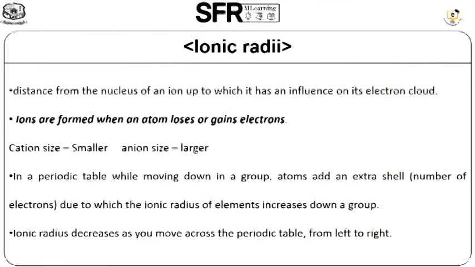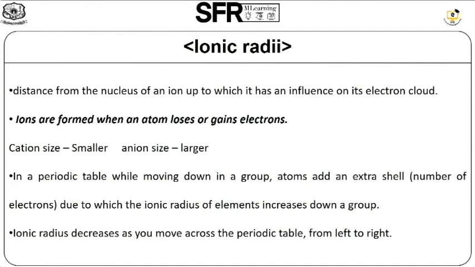Next is ionic radii. What is ionic radii? This is nothing but the distance from the nucleus of an ion up to which it has its influence on the valence shell or the electron cloud. How are ions formed? Ions are formed when an atom loses an electron or gains an electron. After losing an electron, the atom becomes a cation. After gaining an electron, the atom becomes an anion. The size of the cation is smaller and the size of the anion is larger.